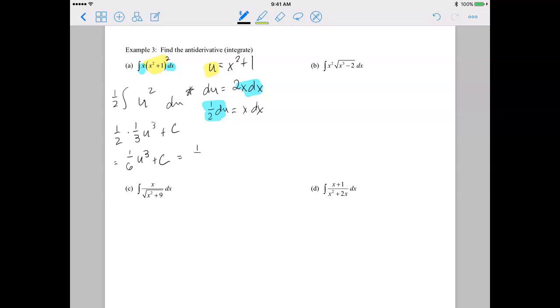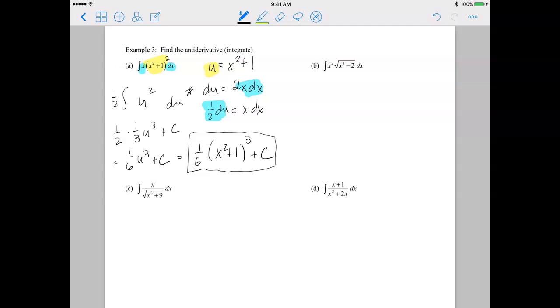And now I want to plug back in what u was. If you look back up there, u is equal to x squared plus 1. So this is going to be 1/6 times x squared plus 1 cubed plus c. And again, I'm going to reiterate this a couple of times. You can take the derivative in order to check whether or not you did it correctly.